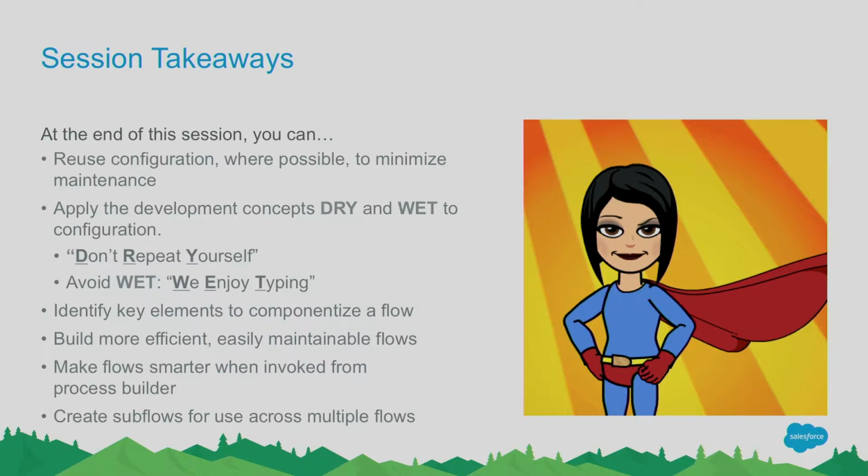We're going to identify key elements to componentize a flow. We're going to build more efficient, easily maintainable flows, make our flows smarter by having Process Builder do that heavy lifting for us, and then we're going to reduce rework by bringing in subflows into our multiple flows.